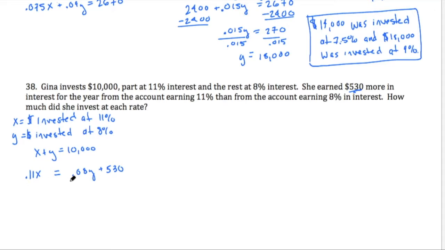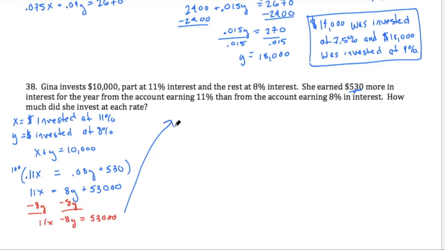To show this a little bit of a different way, I'm going to multiply this whole equation by 100 to get rid of the decimals. So if I multiply this equation by 100, I'll get 11x equals 8y plus 53,000. I notice that our first equation is in standard form, and this equation is not really in standard form. So I'm going to put it in standard form by subtracting 8y from both sides. So I'll get 11x minus 8y equals 53,000.